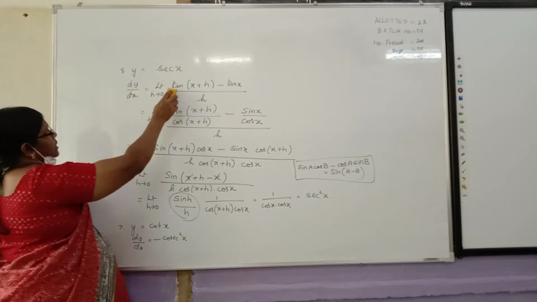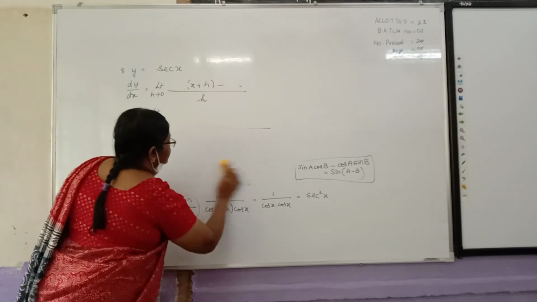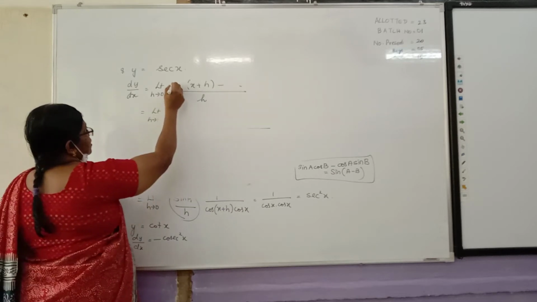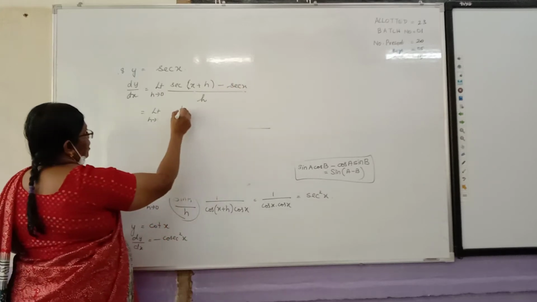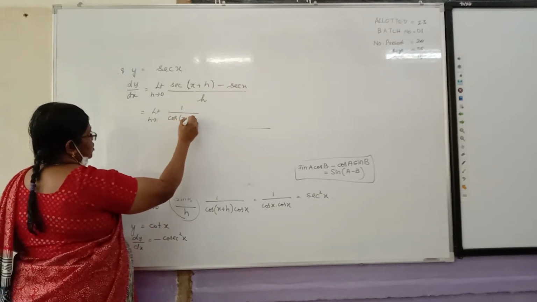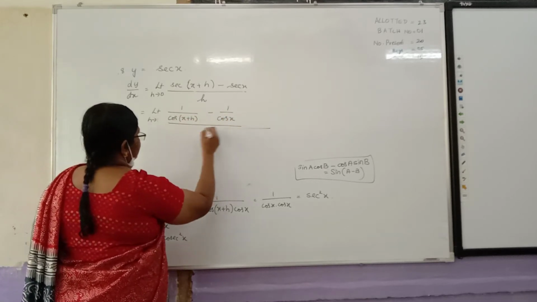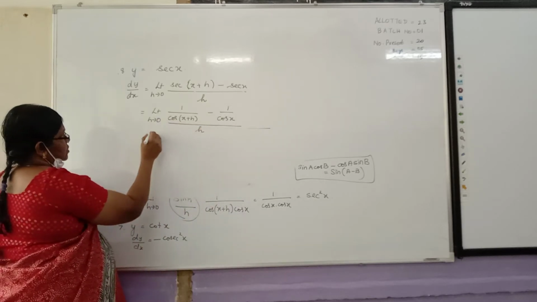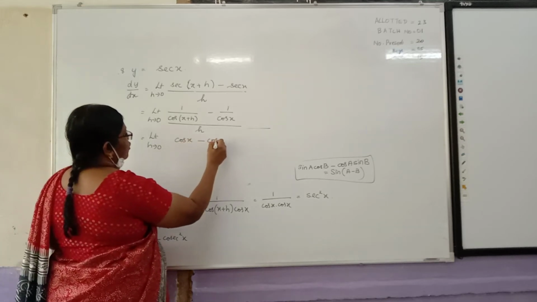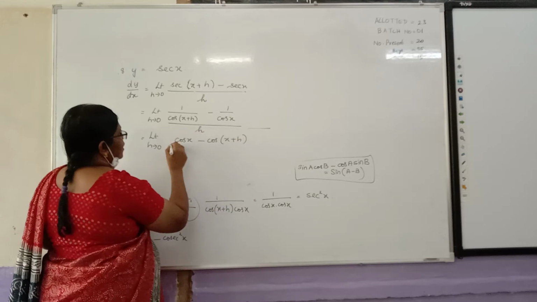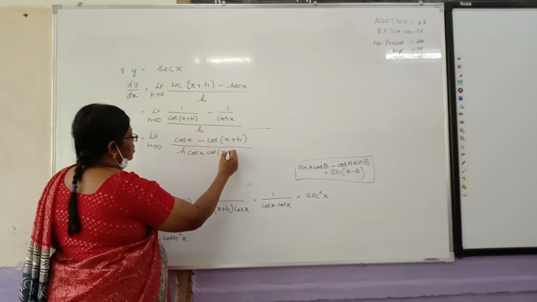Next, I am going to do secant x. Secant x will be 1 by cos x. Secant (x plus h) minus secant x, so 1 by cos (x plus h) minus 1 by cos x, by h. So limit h tends to 0, cos x minus cos of (x plus h), divided by h into cos x cos of (x plus h).